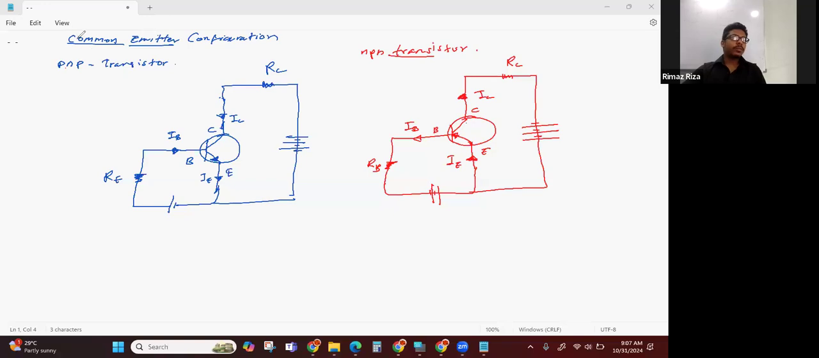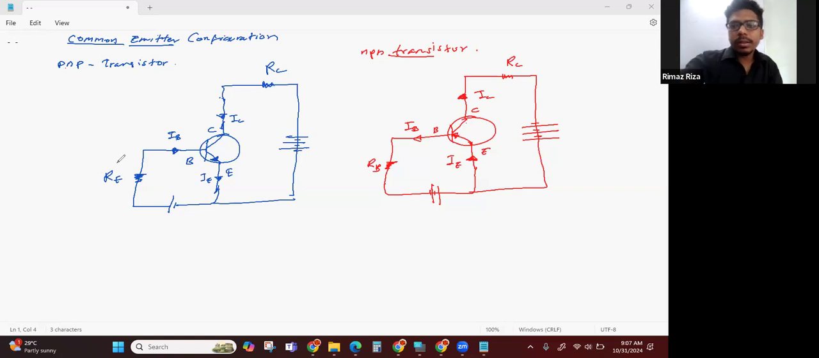So first thing you have to find which configuration, common emitter, and then you have to see which type of transistor, PNP or NPN. PNP means then you have to write this, and then accordingly you can construct the circuit. And the circuit first thing, BE junction should be forward bias, and CE junction should be reverse bias. And then you have to put a resistor for the input, resistor for the output, and then you can mark the current accordingly. Okay.